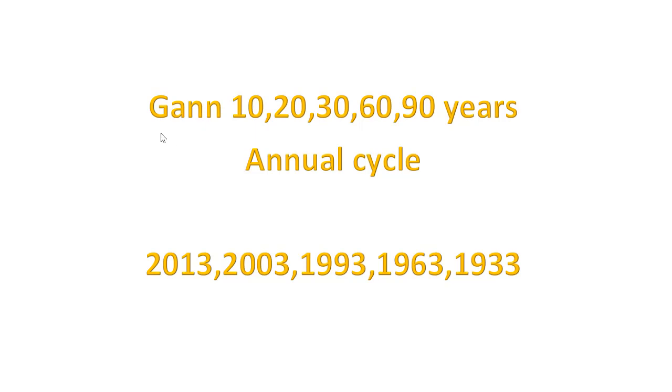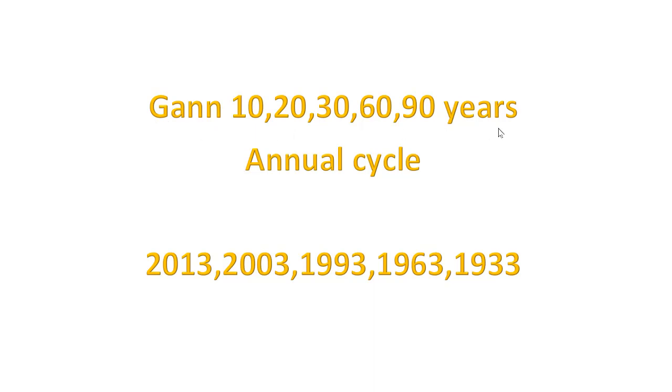This video is mostly for new users, because I received one more question: how to calculate the Gann annual cycle based on the pattern of 10 years, 20 years, 30 years, 60 years and 90 years. And I will also show you how to draw an ideal square using the precise charting model. Once again, this is mostly for new users.